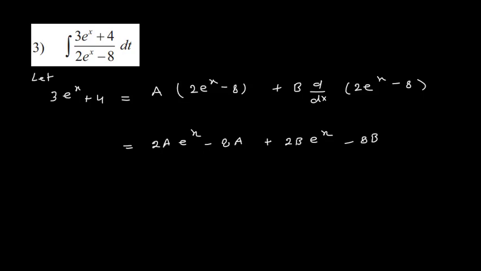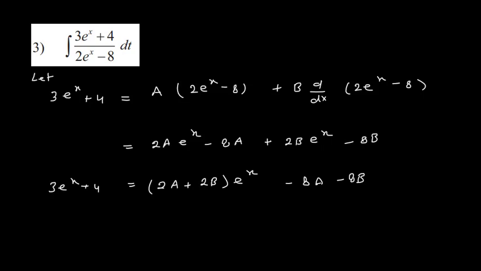Okay, so here if we club, here we have 2a plus 2b into e power x, and here we have minus 8a minus 8b. Is it right? Let me check again. This is 2a e power x minus 8a plus here we have b into d by dx of 2 e power x minus 8. So here 2b e power x minus 8b. Okay, right. So now here we have 3 into e power x plus 4.